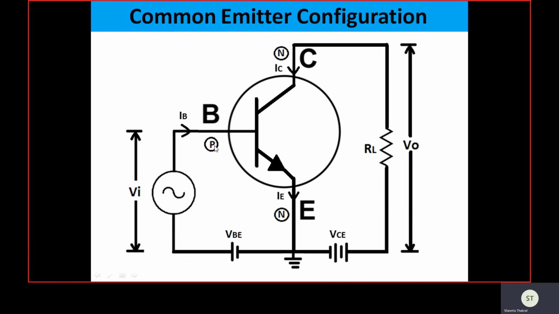As the base is P type material, for forward biasing it should be connected to the positive of the supply. Obviously the emitter is connected to the negative of the supply, because the emitter is N type material, and for forward biasing N type material should be connected to the negative of the supply. And for the collector terminal, the collector needs to be reverse biased and the collector is N type material, so it is connected to the positive potential of the battery.